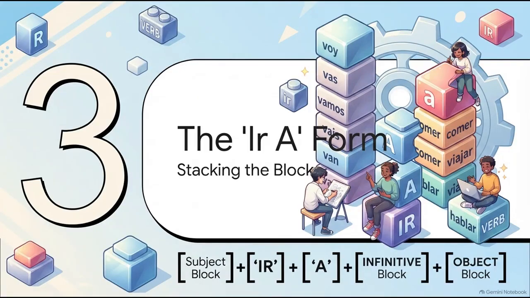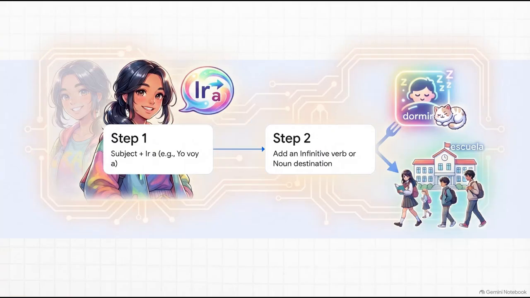Section 3. The ir a formula. Stacking the blocks. Now that we've got our engine running and we know exactly how to conjugate ir, it's time to build a complete sentence by stacking our building blocks. Let's walk through exactly how to build this. Step 1 is bringing in what we literally just mastered, subject plus ir a. For example, yo voy a.